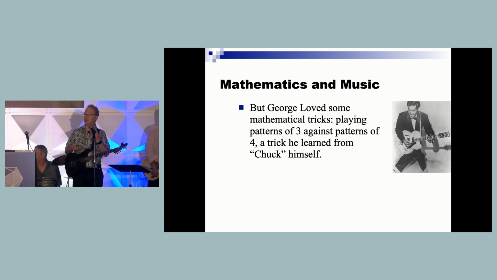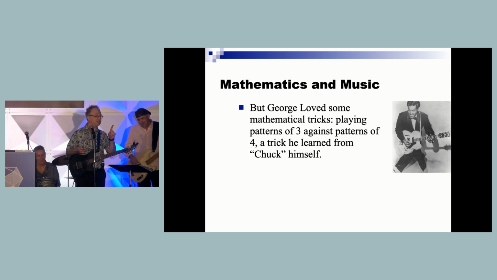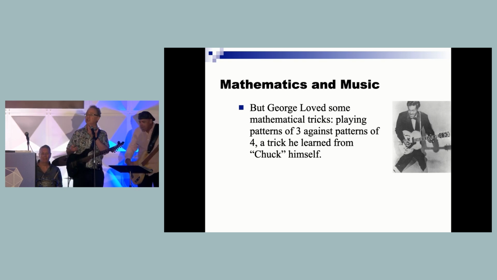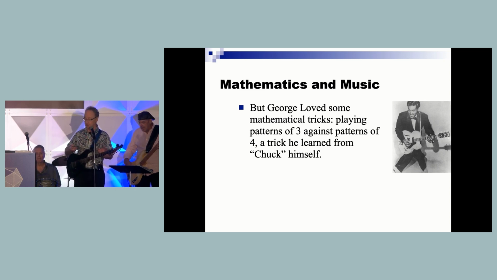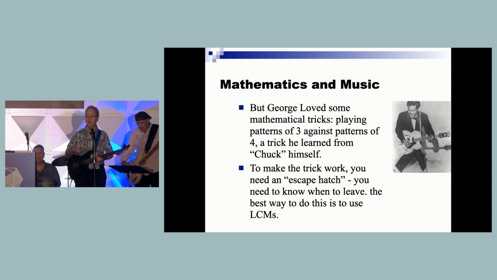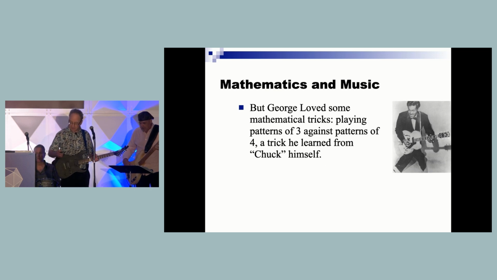They probably don't realize what they're doing. You have to do a least common multiple in your head to get out of it. 3 and 4, because basically the patterns are 4s. It's 12, so you play 4 patterns of 3, and they equal 3 patterns of 4, and you get out of it. So to make the trick work, you need an escape hatch to know when to leave, and that's with the LCMs.